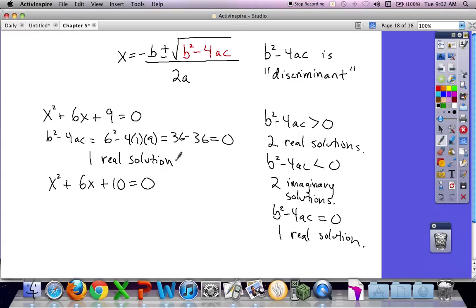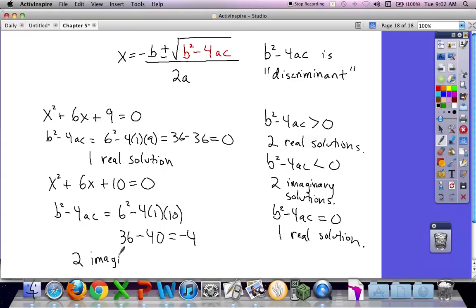Second, b squared minus 4ac equals 6 squared minus 4 times 1 times 10, which is 36 minus 40, which is negative 4. So b squared minus 4ac is less than 0, two imaginary solutions. So make sure to look at the example above that.